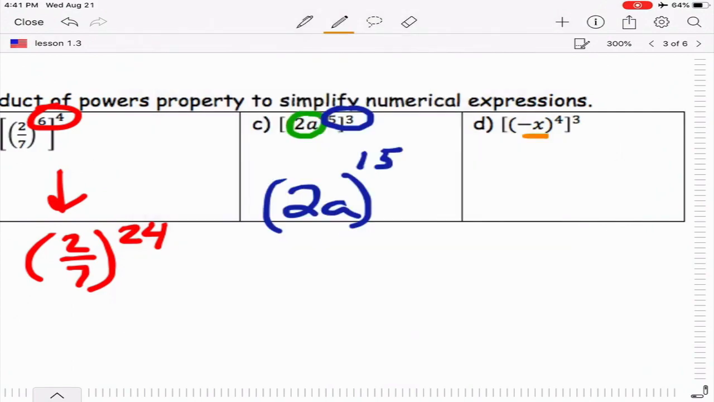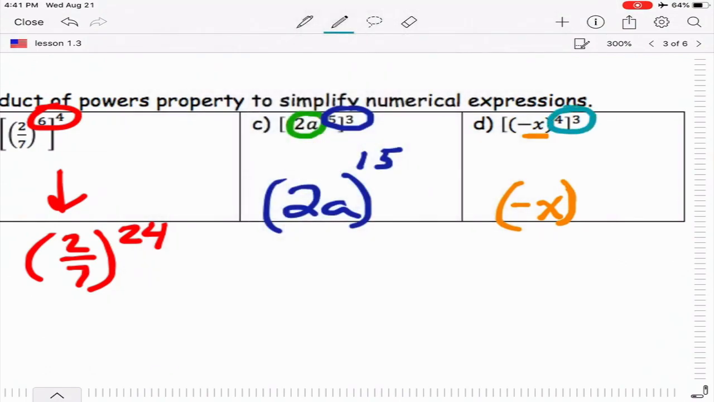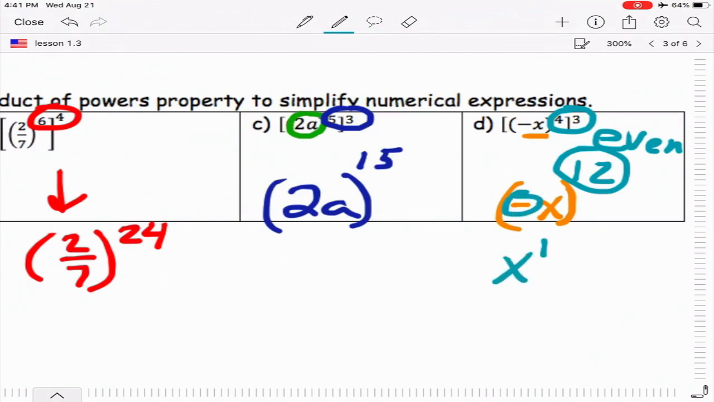Last one, I have the one base, which is negative x, in parentheses, of course. And then I have the two exponents. One base, two exponents means I'm going to multiply, and 4 times 3 is 12. Please don't forget though, because this is an even exponent, the negative gets canceled out. So my answer is really just x to the 12th power. Now, I explained to you how to do this, but I didn't really explain to you why.